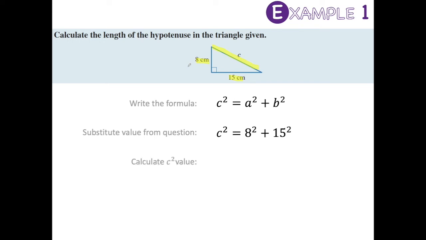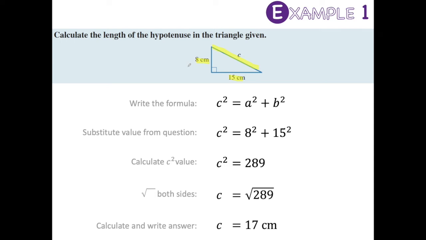To calculate my c squared value, c squared is going to equal 289. So you can put 8 squared plus 15 squared into your calculator to get that value. Once we have c squared is equal to 289, we need to square root both sides. So c is going to equal the square root of 289. So the last step in our calculator is to calculate the answer. So c is going to equal 17 centimeters.